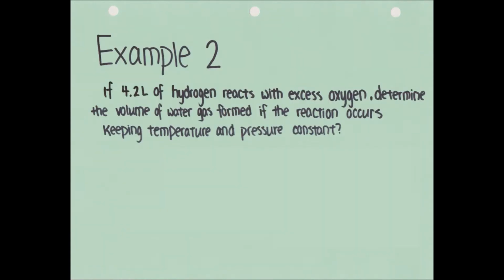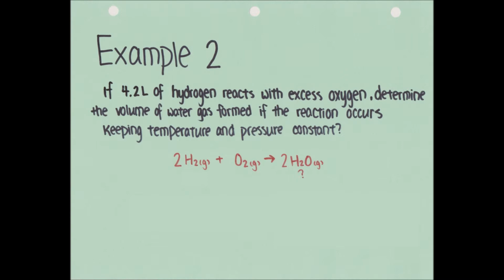Example 2. If 4.2 liters of hydrogen reacts with excess oxygen, determine the volume of water gas formed if the reaction occurs keeping the temperature and the pressure constant. The first thing we want to do is write out the chemical formula. So we have hydrogen reacting with oxygen to form water gas. If we balance the equation, it would be 2 H2 gas plus O2 gas, resulting in 2 H2O gas.